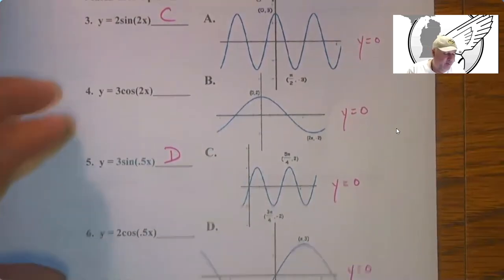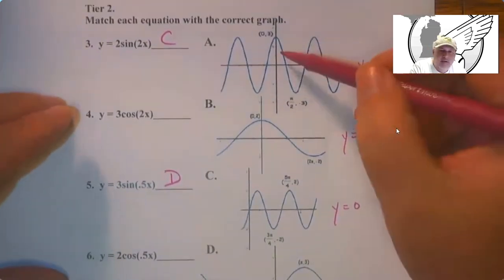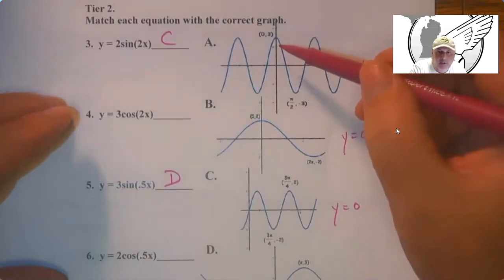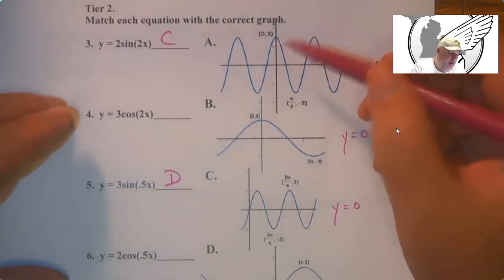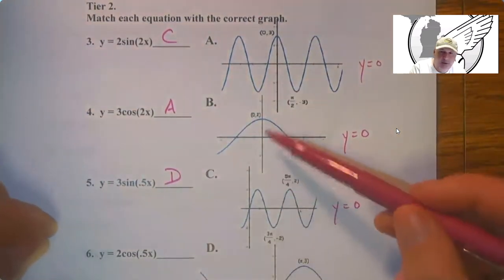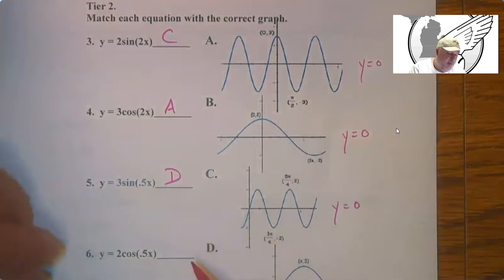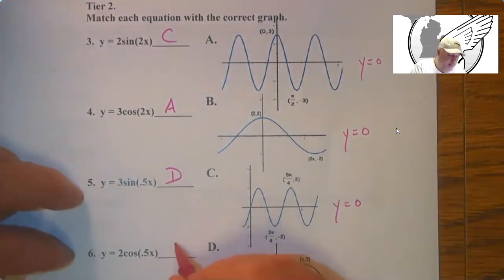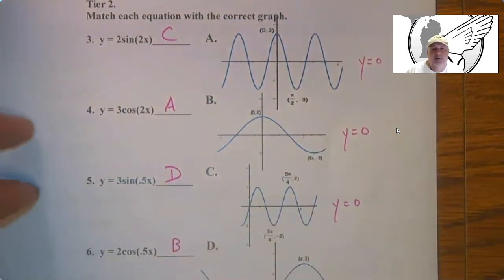So the other two are cosine, and again, just look at the amplitude. This one has an amplitude of 3, so there it is, A. And this one here has an amplitude of 2, so that has to be B. So look at the amplitude, which is the height from the midline in either direction.